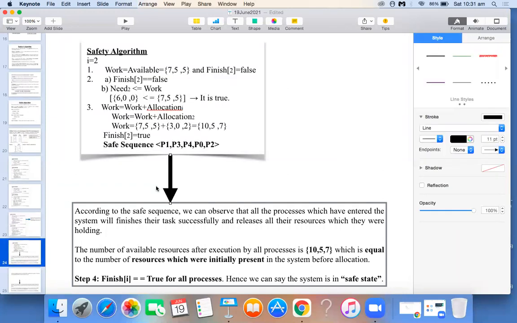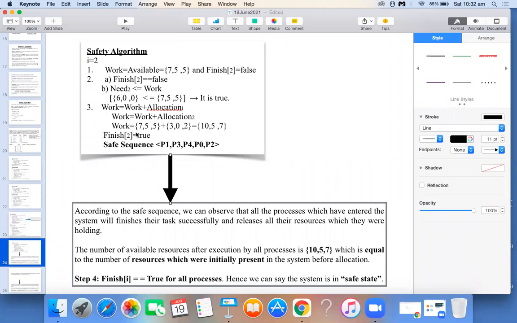This is just for your reference. Observe this. According to the safe sequence, we have observed that all processes which have entered the system have finished their task successfully and released the resources which they were holding. How many resources did you get at the end of the execution of all processes? How many are there? 10, 5, 7. Correct.